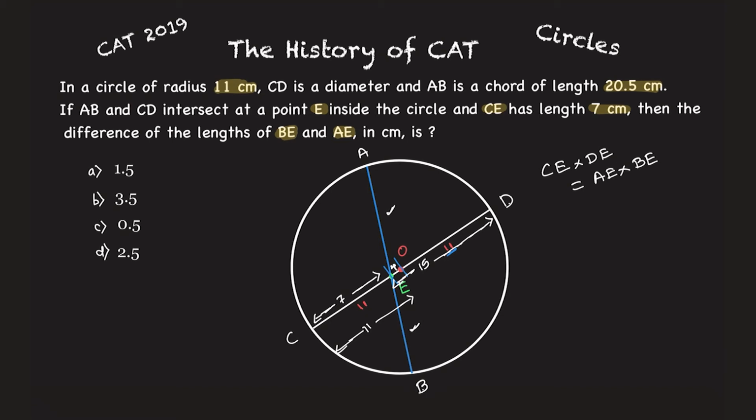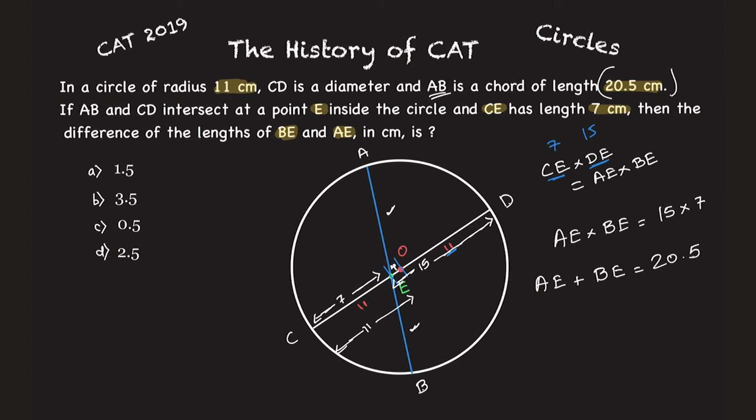So this is what I know, but what do I know from this? I know CE is 7 and DE is 15. So 15 into 7. I know the product of AE into BE is equal to 15 into 7. That is something I know very well. And what else do I know? I know the length of the chord AB, which is 20.5. So AE plus BE is equal to 20.5. This is also known to me.